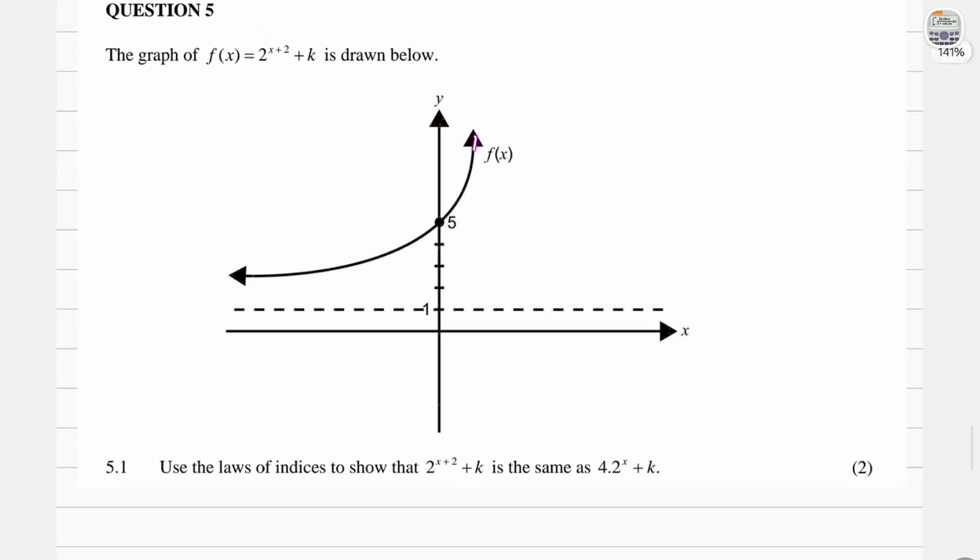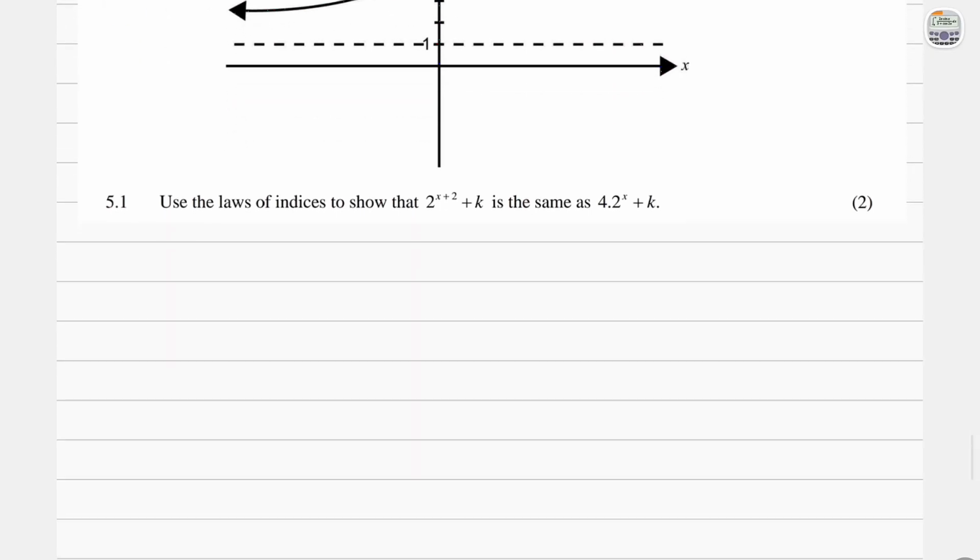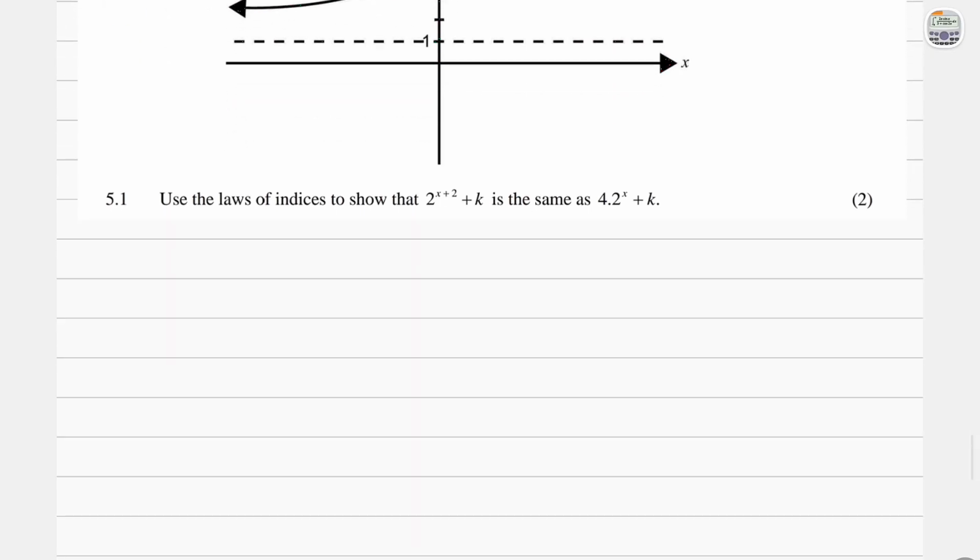And you can see this is an exponential function. And k, that horizontal asymptote, they're already showing us what it is. It's passing 1, so you can already see the value of k. The first question, 5.1, says use the laws of indices to show that 2 raised to the power of x plus 2 plus k is the same as 4 times 2 raised to the power of x plus k.